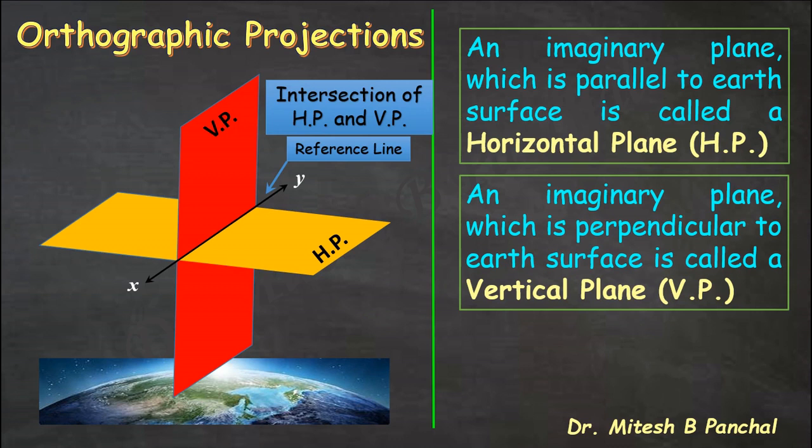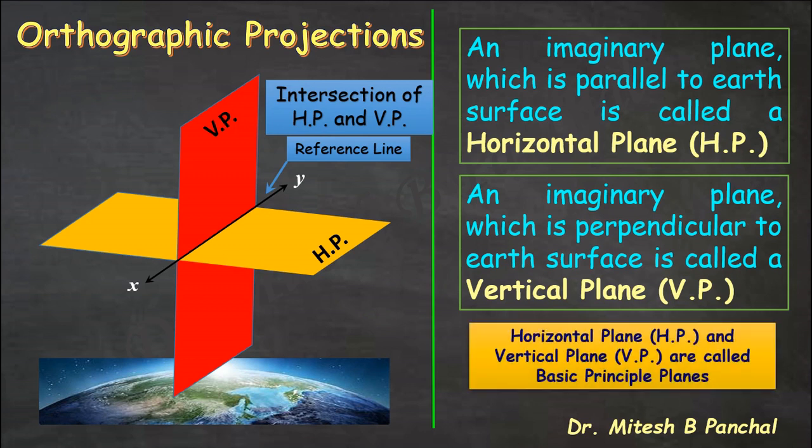So this reference line is always denoted by XY line. Here HP is denoted by capital H, capital P. The vertical plane is denoted by capital V and capital P. The intersection of HP and VP is a straight line, and that line is denoted by the XY line. Here HP and VP are called the basic principal planes.